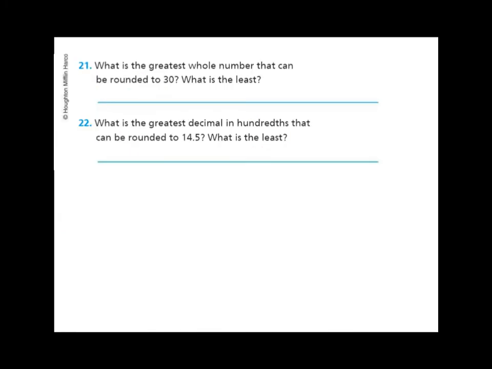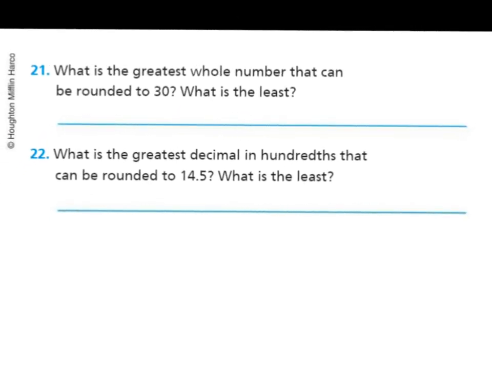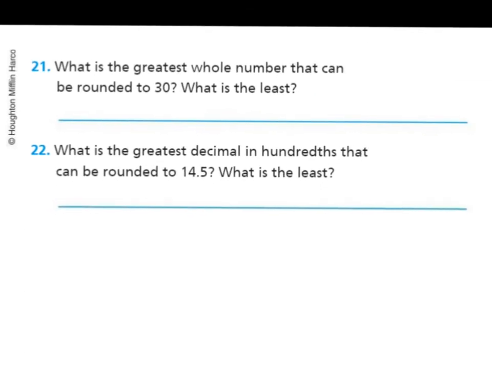So now I'm going to stretch your thinking a little bit. On this problem, what is the greatest whole number that can be rounded to 30? You're either going to round up to 30 or round down to 30. What is the biggest whole number that is going to be rounded down to 30 when it's rounded to the nearest 10? Well, that would be 34, because the number to the right is going to force it to stay the same. So 31, 32, 33, and 34 are all going to be rounded to 30.